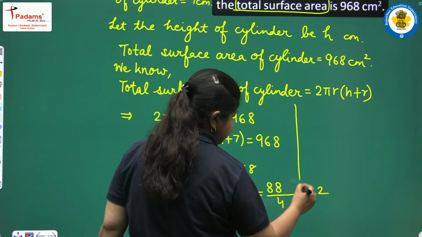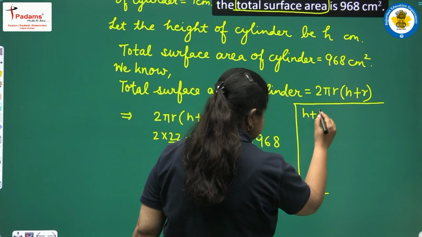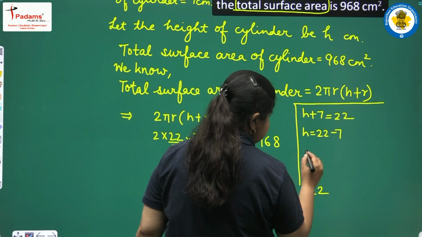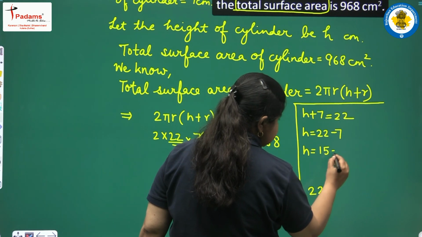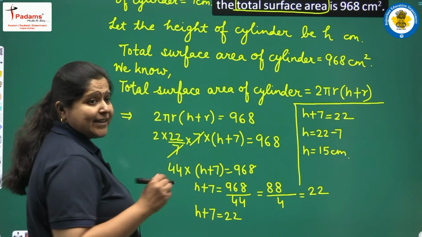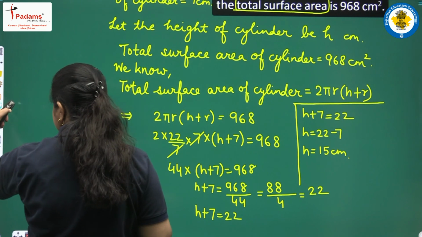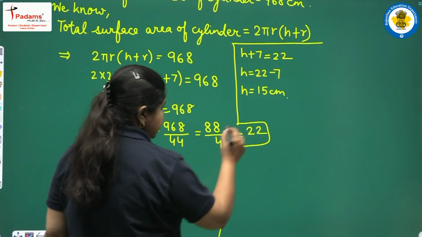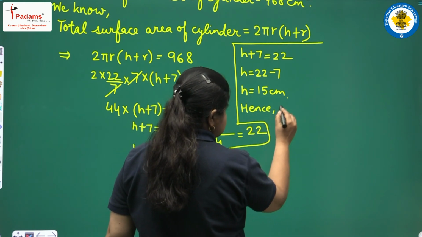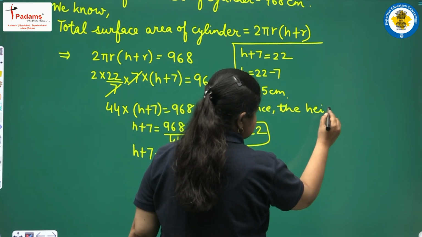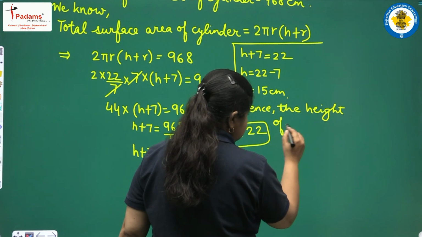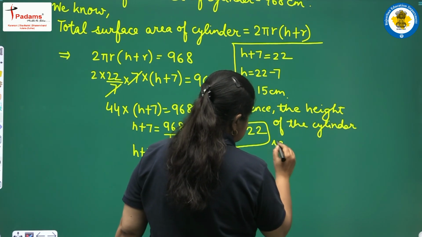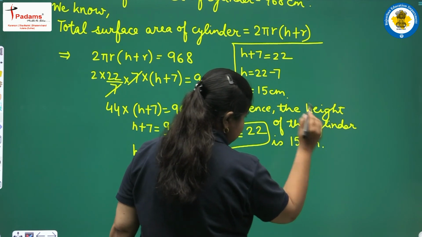From here, let me write here, H plus 7 is equal to 22. This implies H is equal to 22 minus 7. H is equal to 15 centimeters, and this is the height of the cylinder which we were asked. We write the final answer here. Hence, the height of the cylinder is 15 centimeter. I hope the question is clear.